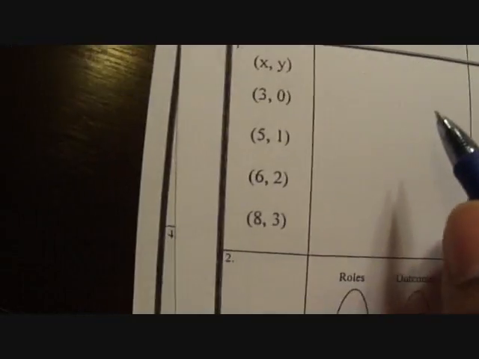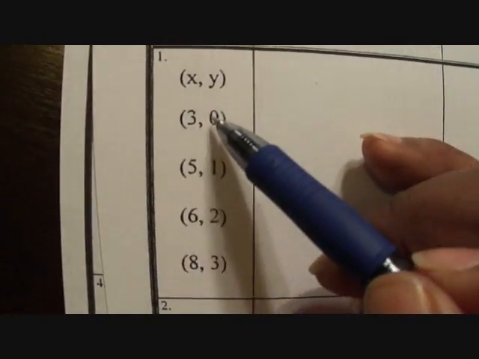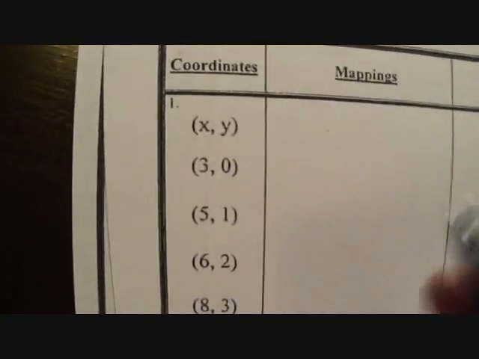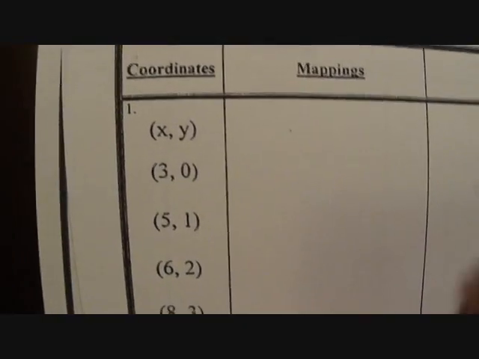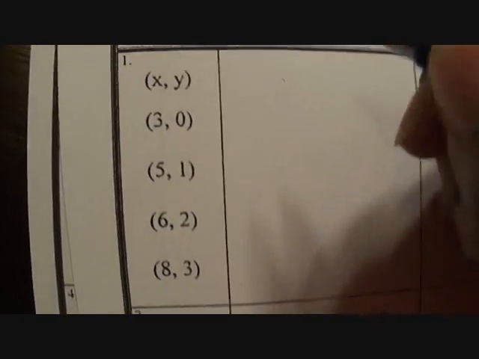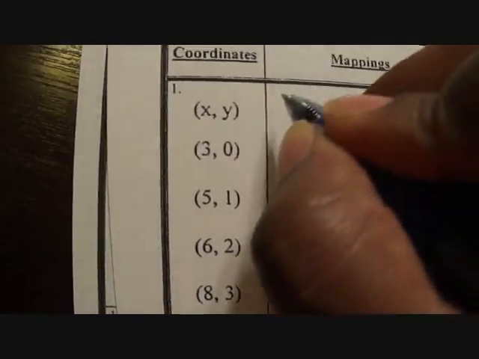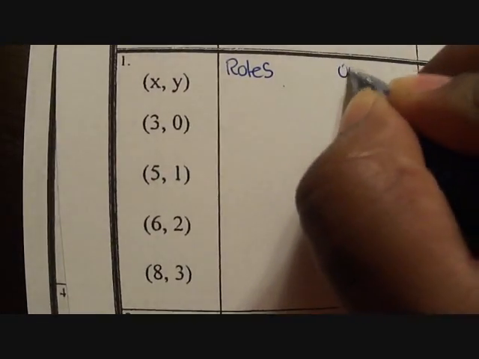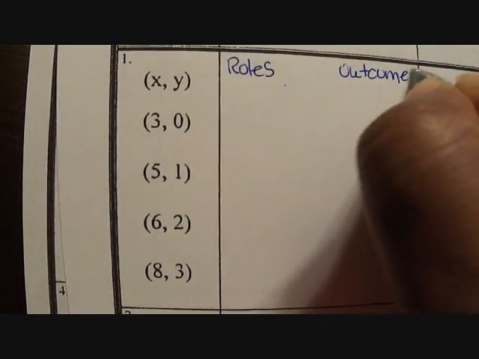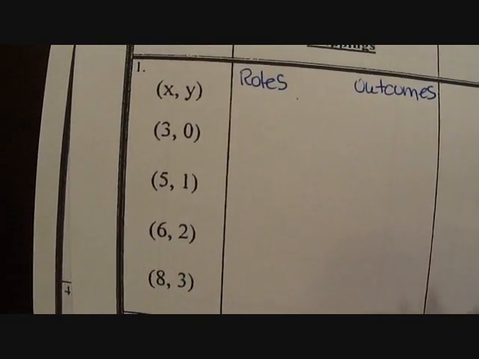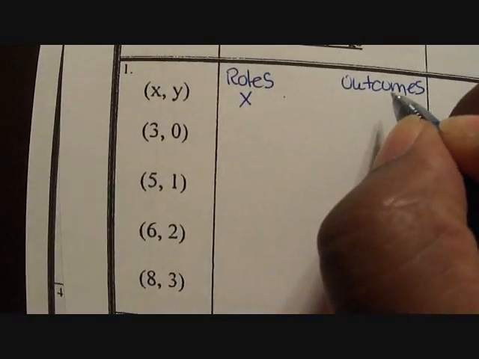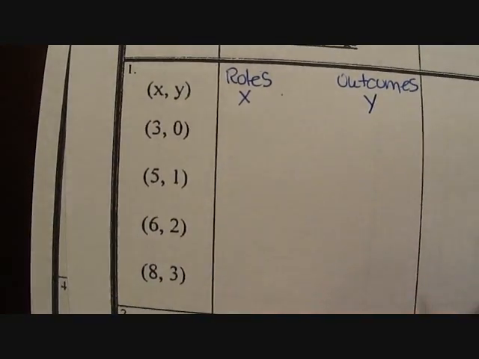Alright, so in our first example, they've given us 1, 2, 3, 4 sets of coordinates. And we're going to map those. And when we do mapping, it's going to show us our rows and our outcomes. Now the rows represent the X coordinates and the outcomes represent the Y coordinates.